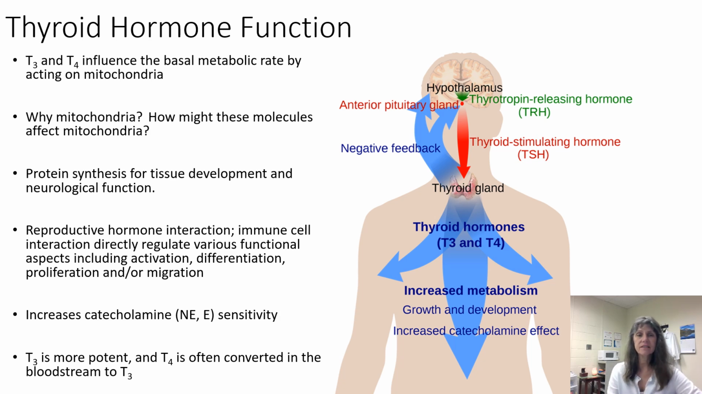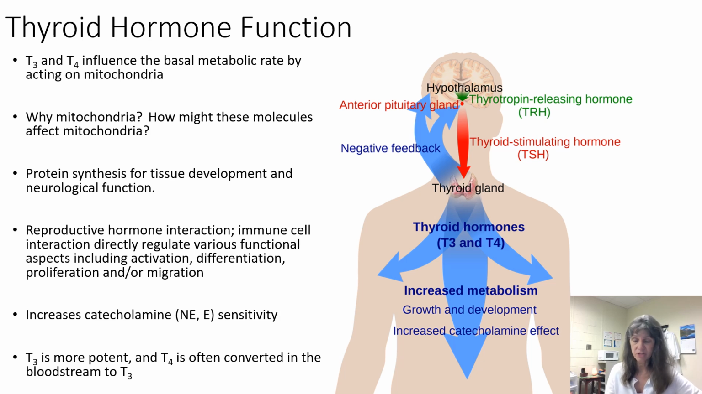When we look at thyroid hormone function, what do these hormones do? Triiodothyronine and thyroxine are going to be strong influencers in terms of our basal metabolic rate by acting on mitochondria. And why the mitochondria? Well, the mitochondria are responsible for producing adenosine triphosphate, which is important for protein synthesis, not only for the development of tissues, but also for our neurological function.